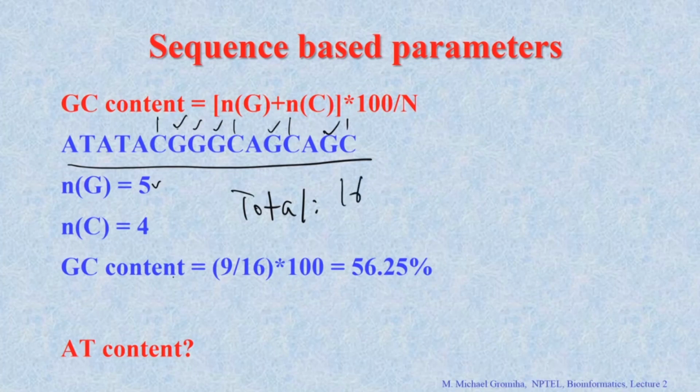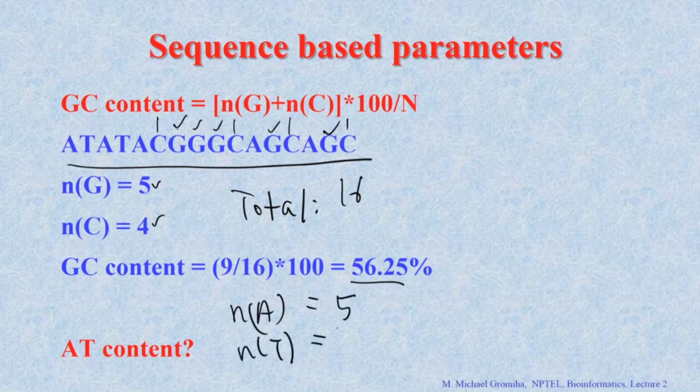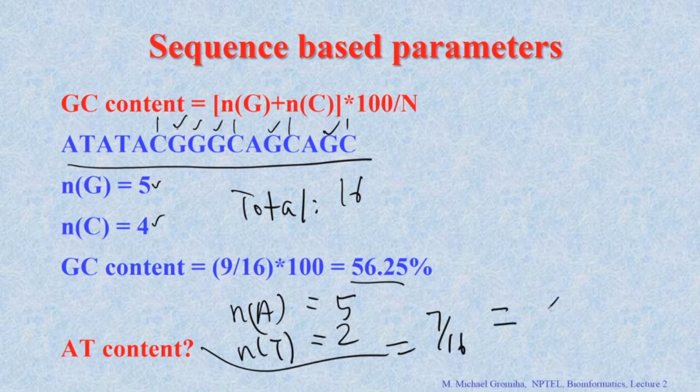So, GC content you can calculate: out of 16, how many are G and C? This is equal to 5 plus 4, which is 9. So, 9 by 16 into 100 is equal to 56.25%. How to get the AT content? How many A's? 5, and the number of T's is 2. So, AT content is equal to 7 by 16, which is 43.75%. You can also easily subtract this from 100 to get the same value.